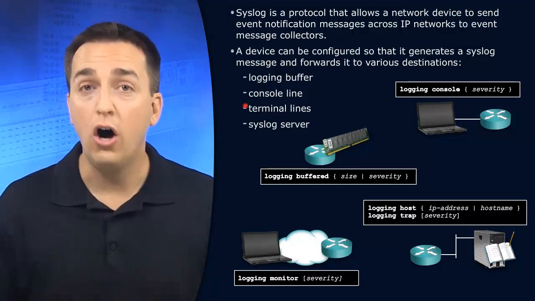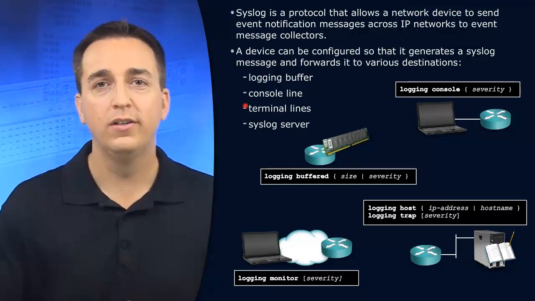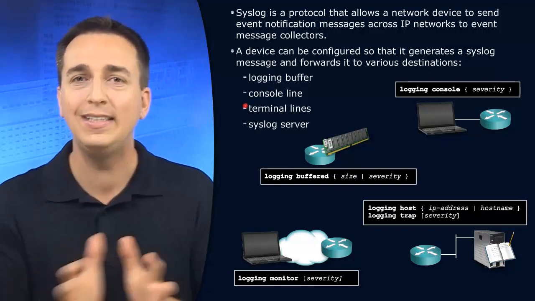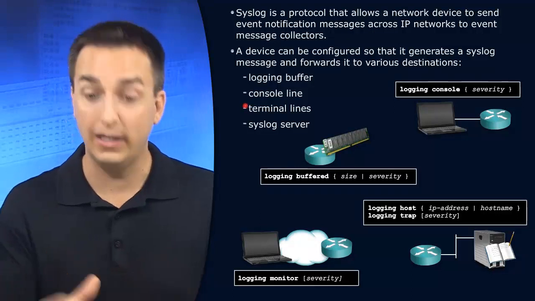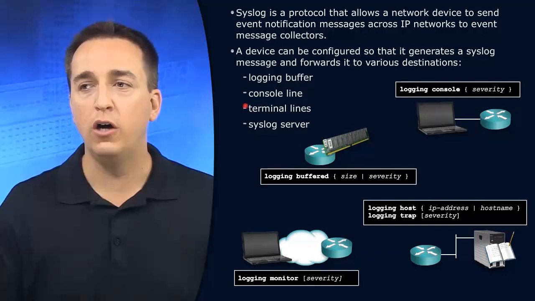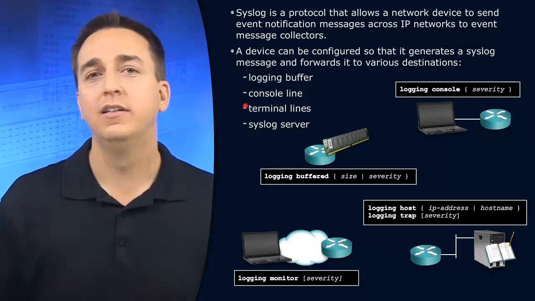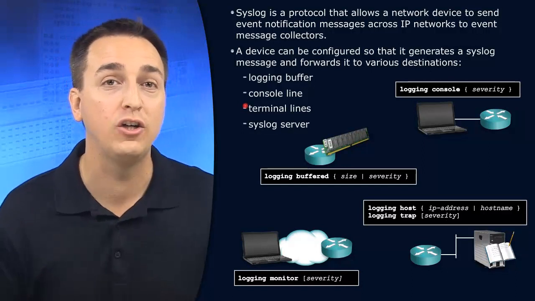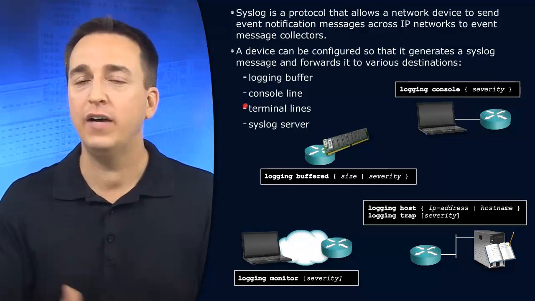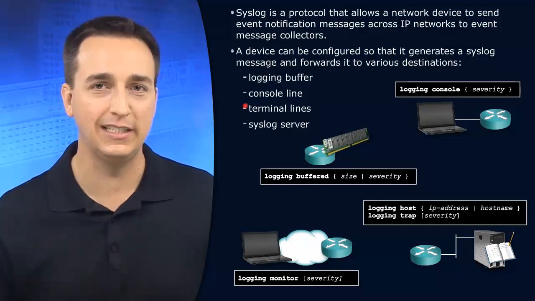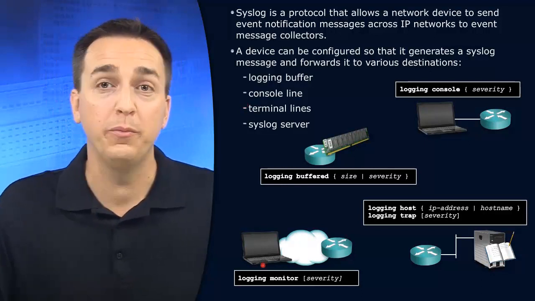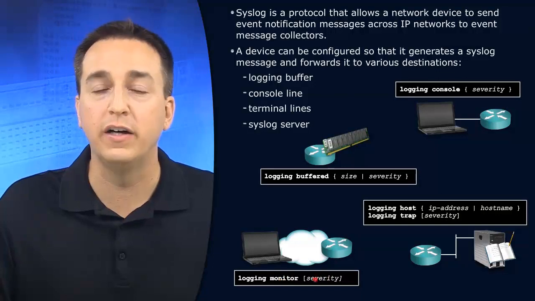By default, all messages will be logged to the terminal lines. However, they're not viewable by default. So even though they are sent to the VTY lines, can you see them? No, you can't. Why? Because by default, those messages will not be displayed on your terminal window. You have to type in the command terminal monitor in order to see them. So once you log into the device, type in terminal monitor if you want to see these syslog messages. You can change the severity level for the terminal lines by typing in logging monitor and specifying the severity level.